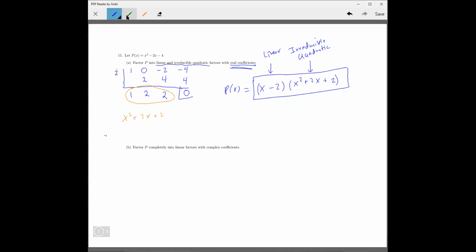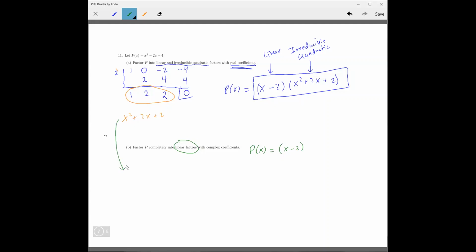Okay, part B says to factor it completely into linear factors with complex coefficients. So we want complex coefficients, but we want linear. The emphasis here is linear factors actually. Okay, because the answer can still write down part of the answer. The answer will include this x minus 2 because it's a linear factor. And 1 is complex and -2 is also complex. They're also real, but any real number is also complex.